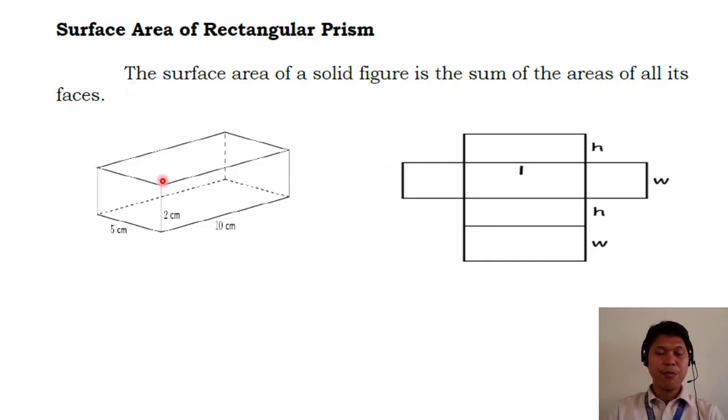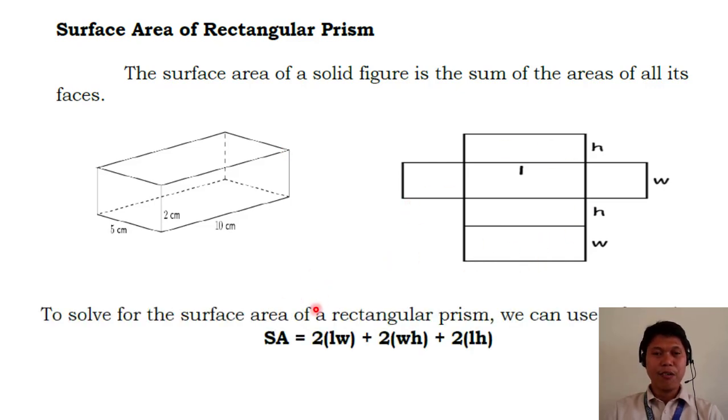And since it has the top and bottom, the front and back, and the right and left, which are congruent, if you are going to get the nets, it looks like this. And if we are going to derive or come up with a formula, it will be 2 times length times width. This is the length and this is the width.